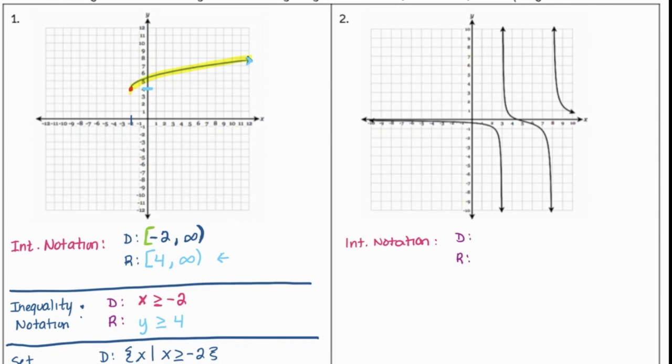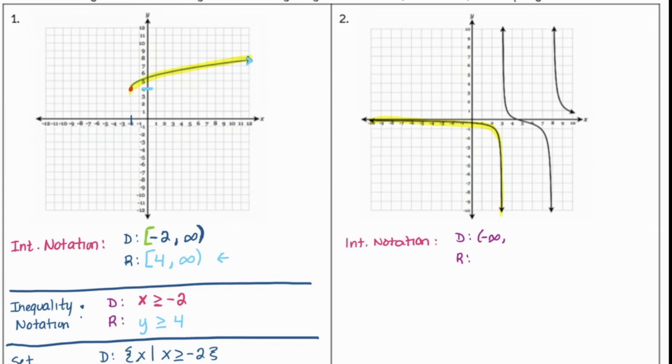And here I have a more complex graph. So I have the first piece here. So I'm going to look at just that piece alone. What is the smallest possible x value for that yellow highlighted piece? The smallest possible x value I could have is at negative infinity. And again, infinities are not included.